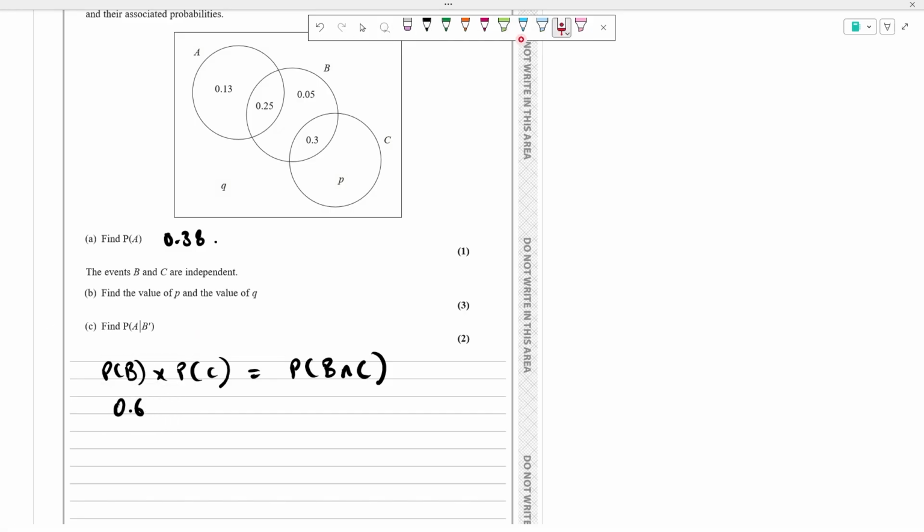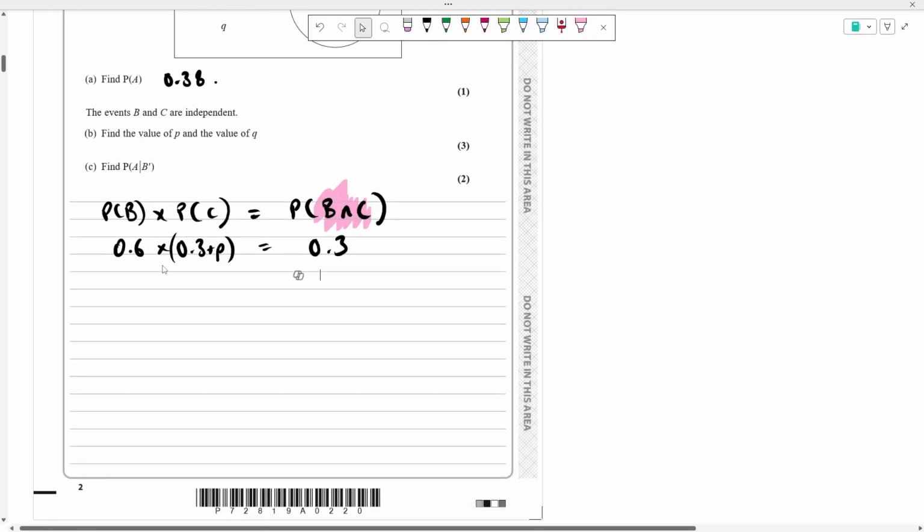Probability of C is this circle here, so that's going to be 0.3 plus P. I'm going to put this in brackets. Be careful about that because that's the whole probability of C, and that equals to B and C, where B and C is this middle section here, which is 0.3. So I'm just going to put in 0.3 here.